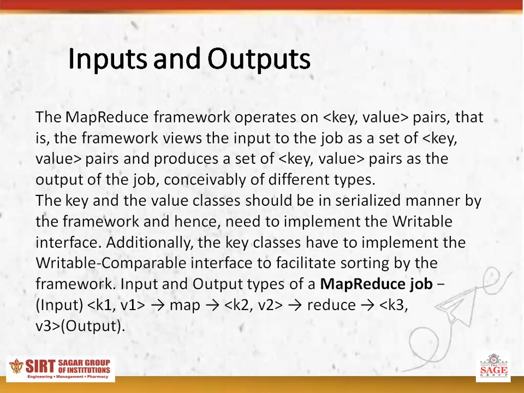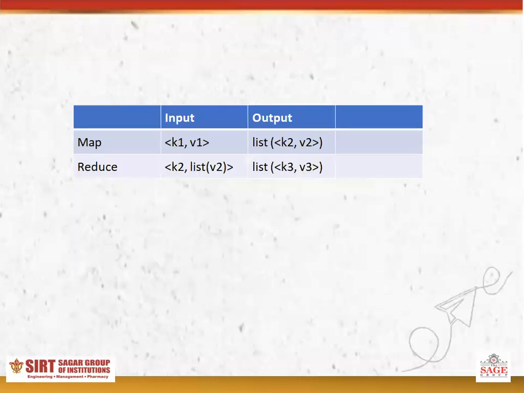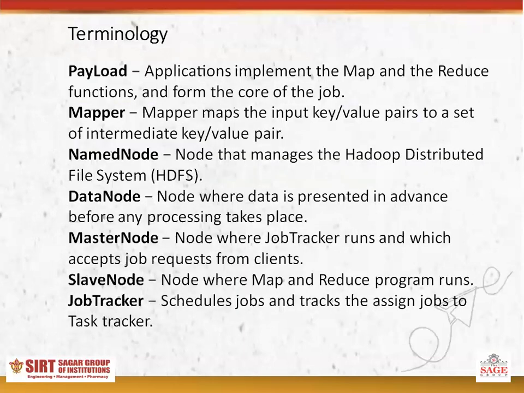So here basically a MapReduce job takes input as key 1 and value 1, then we map that data into key 2 and value 2, then it reduces and saves it as key 3 and value 3 in the Hadoop server. So this is the framework which we are going to use. Now next we are going to see the terminology. First comes payload. Payload applications implement the map and reduce functions and form the core of the job.